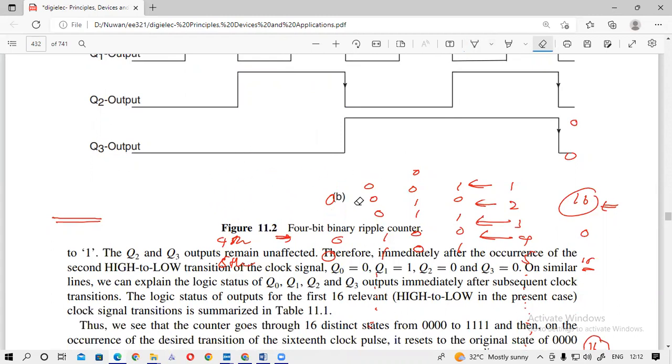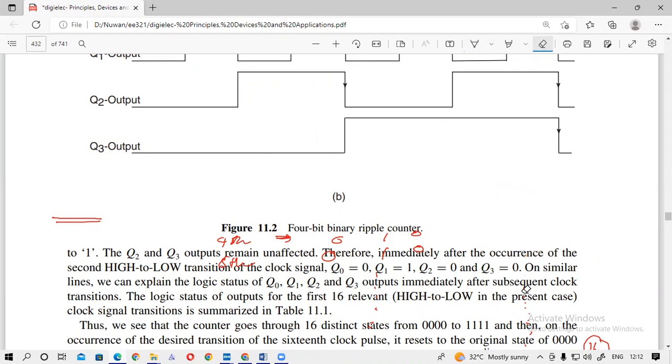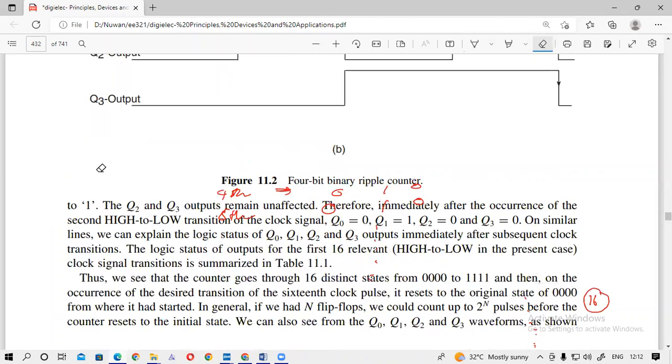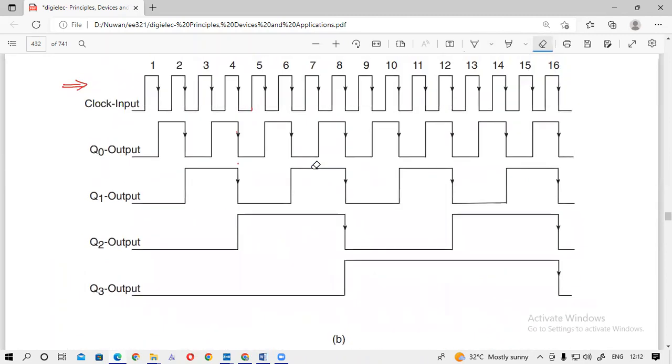What is the answer? What do you think? Please tell me. If you use the fourth flip-flop. Yeah, very good. It should be the fourth flip-flop, no?